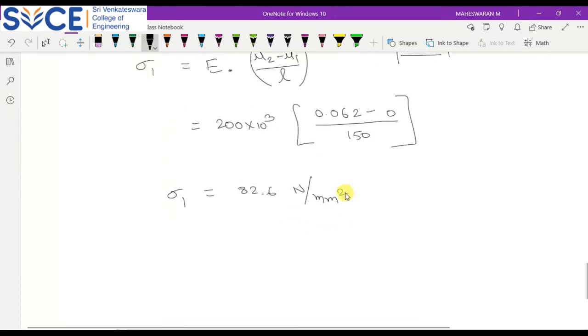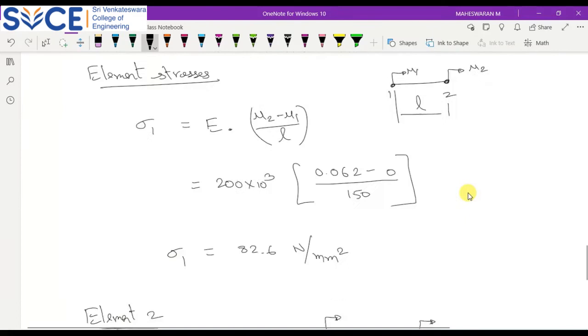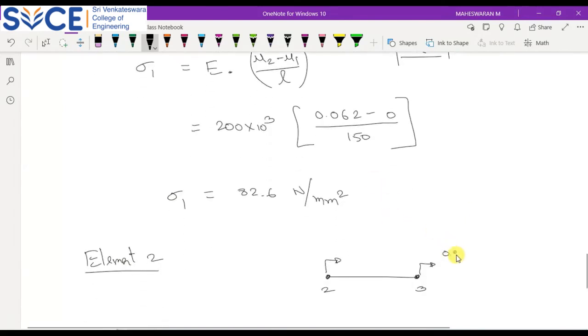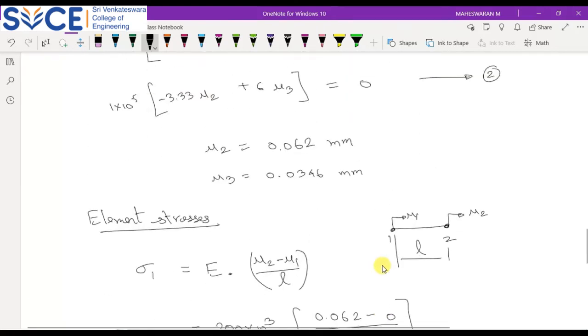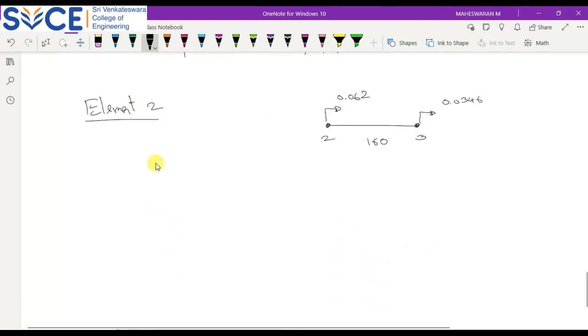Next, solving for the next element, element 2. When I consider element 2, it is connecting nodal points 2 and 3. So you know the displacement at these two nodes. U3 is 0.0346 and U2 is 0.062, and your length is also 150. So sigma 2 will be equal to Young's modulus 2 into 10 power 5, which is 200 into 10 power 3. Both are the same.